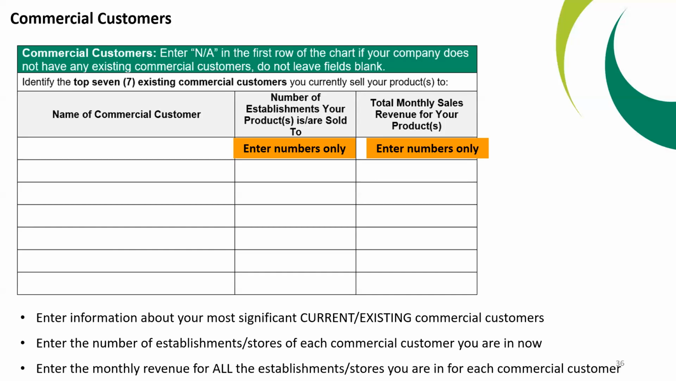So you would put the name of the customer. If you want to provide some detail in terms of where they're located, that's interesting to know. Enter the number of establishments or stores that each customer has that you're in right now, and enter the monthly revenue for all the establishments or stores.